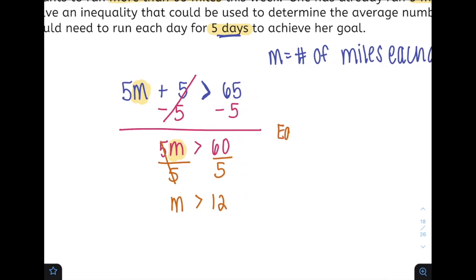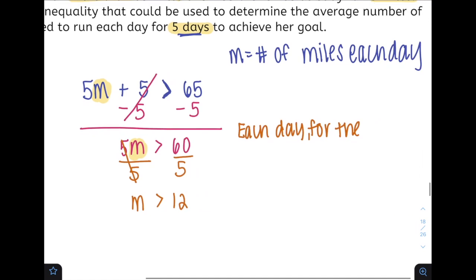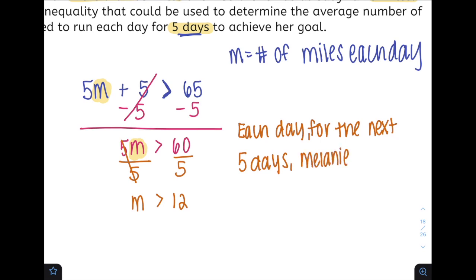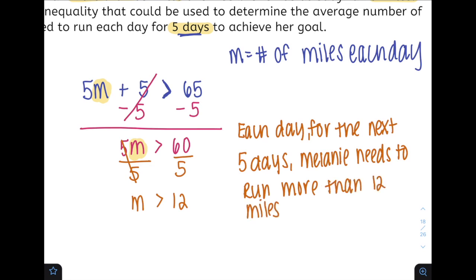So each day for the next 5 days, Melanie needs to run more than 12 miles each day to reach her goal. Again, just interpreting your inequality.